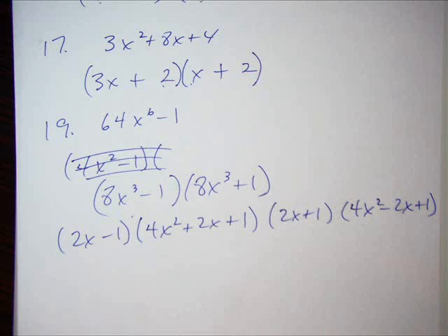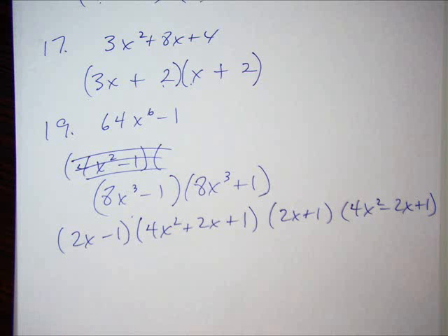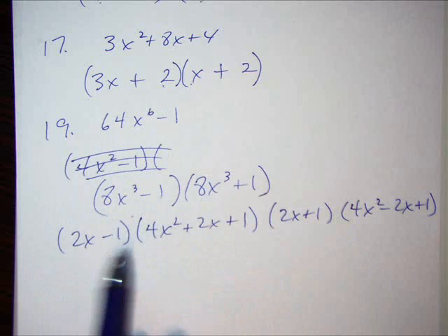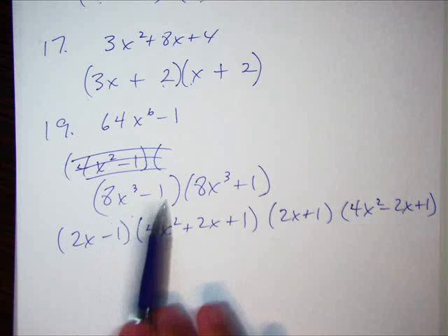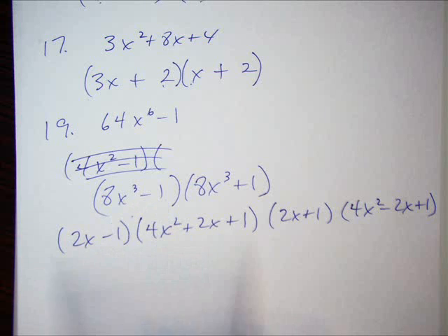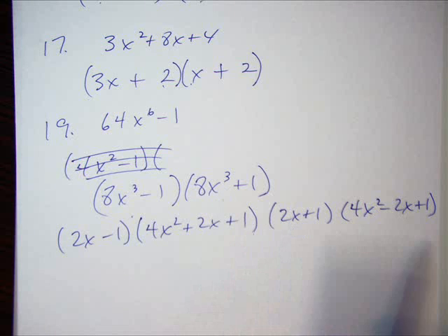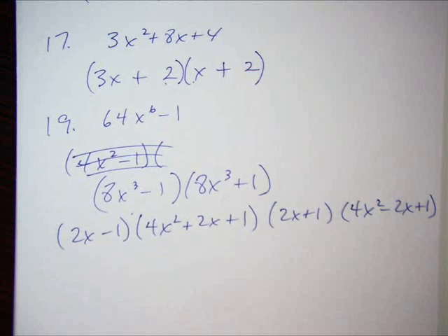Alright, sorry about the confusion. I was starting to look ahead and I realized I was wrong. When I look at this problem, I'm going to split it up into difference of two squares first. And then I realized that this becomes a difference of two cubes, which I split up, and the sum of two cubes, and split up that way. Okay, I'm sorry if that was confusing.